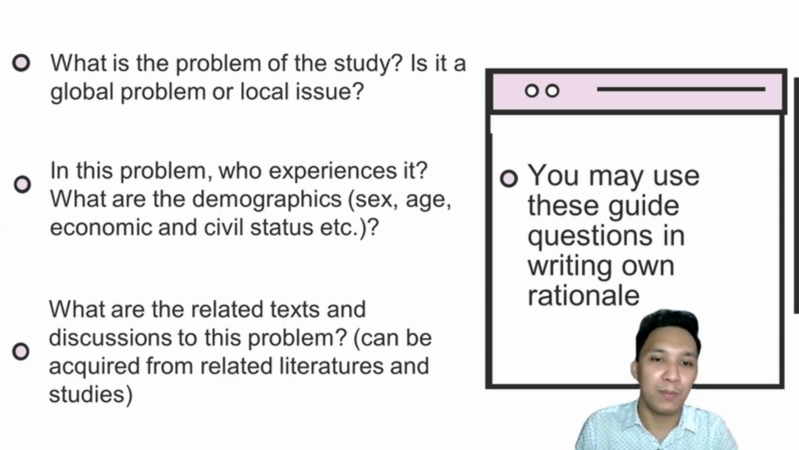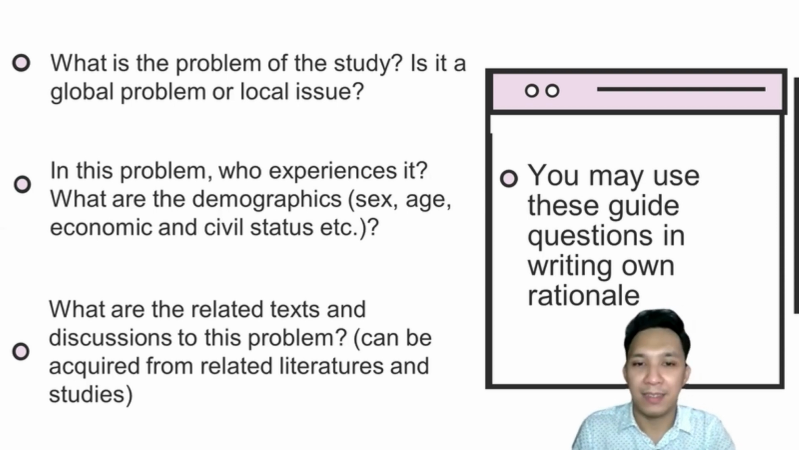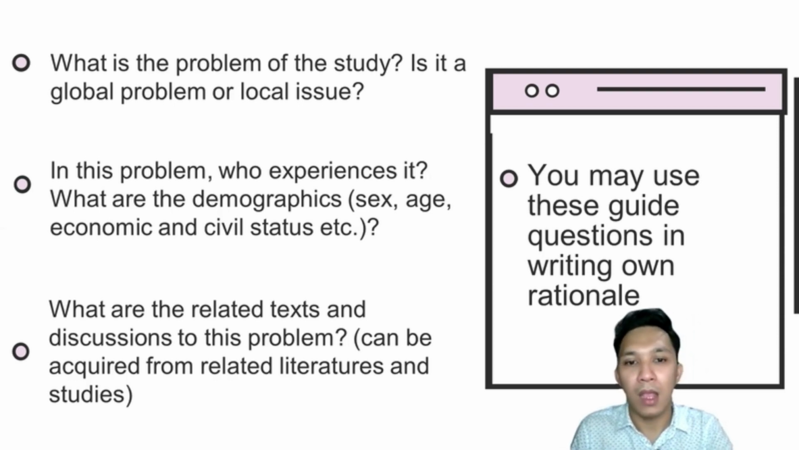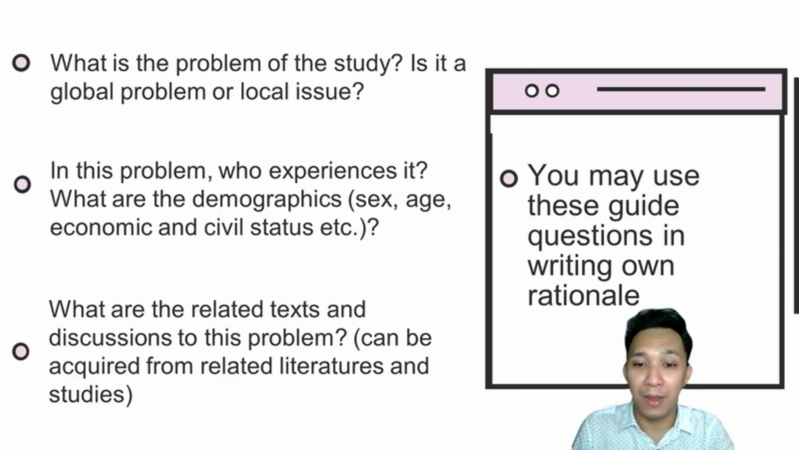Second one, this problem, who experiences it? You need to also identify the demographics. The demographic profiles such as the sex, the age, the economic and civil status, and etc. Also, what are the acquainted literatures and studies that will lead to the identification of the problem, or what are the literatures that you think will support the problem that you wanted to solve or to propose a particular solution.